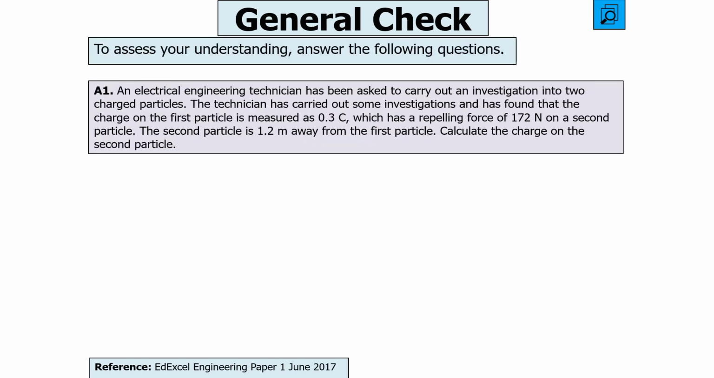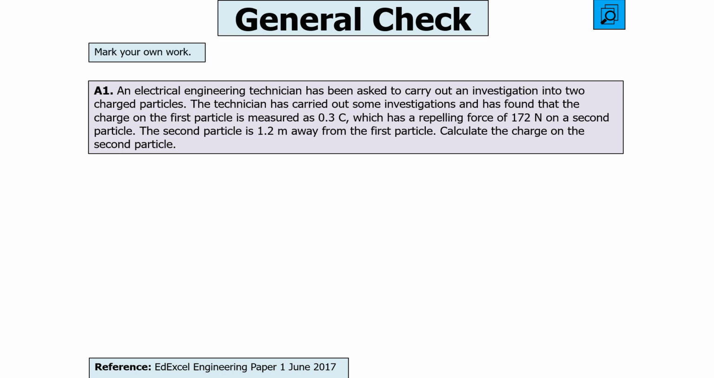The next question says, an electrical engineering technician has been asked to carry out an investigation into 2 charged particles. The technician has found that the charge on the first particle is measured as 0.3 coulombs, which has a repellent force of 172 newtons on a second particle. The second particle is 1.2 meters away from the first particle. Calculate the charge on the second particle. So pause the video now, then unpause the video when you want to go through your answer.